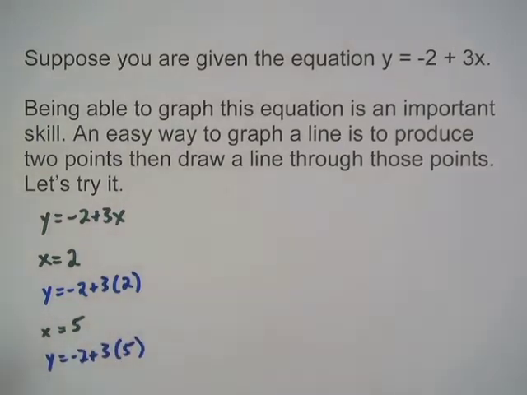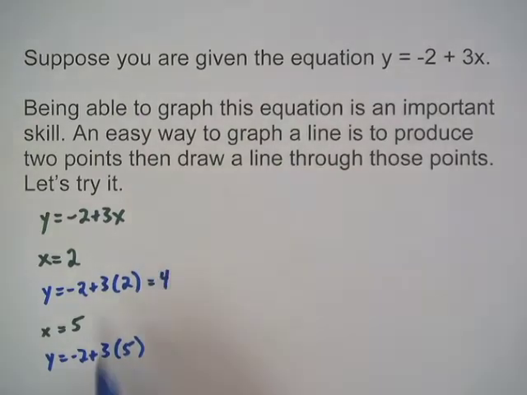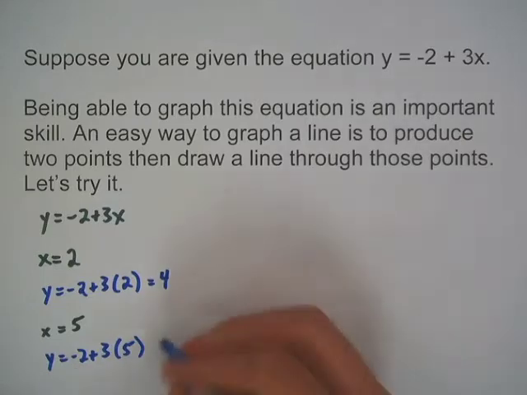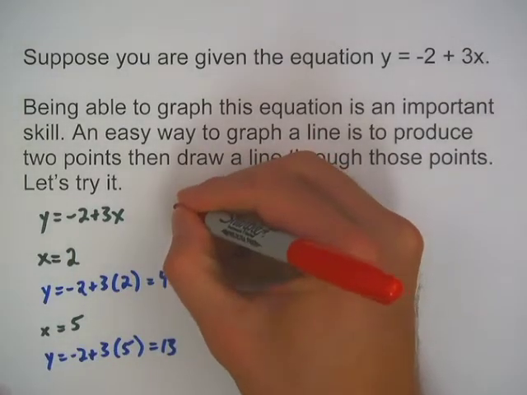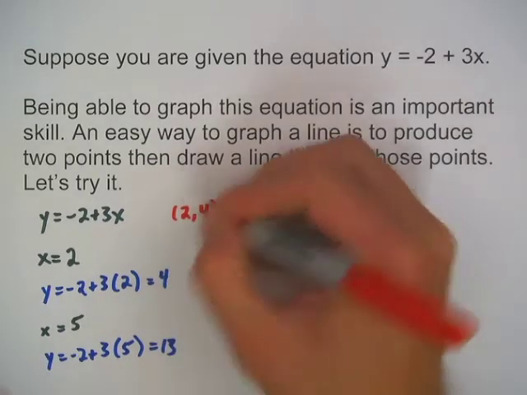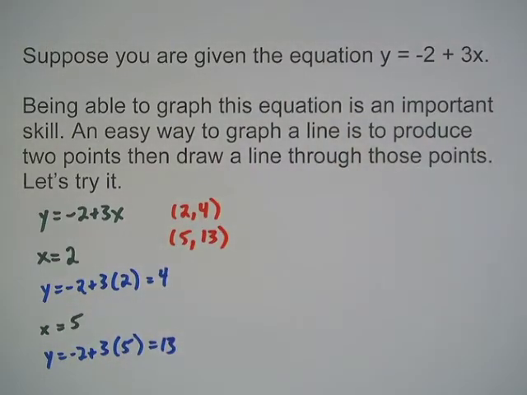Now if we do that, 3 times 2 is 6, plus negative 2 is 4. So y is going to equal 4 when x is 2. And then here we have 3 times 5 is 15, plus negative 2 is 13. So 2 of the points that are going to be on this line are (2, 4) and (5, 13).